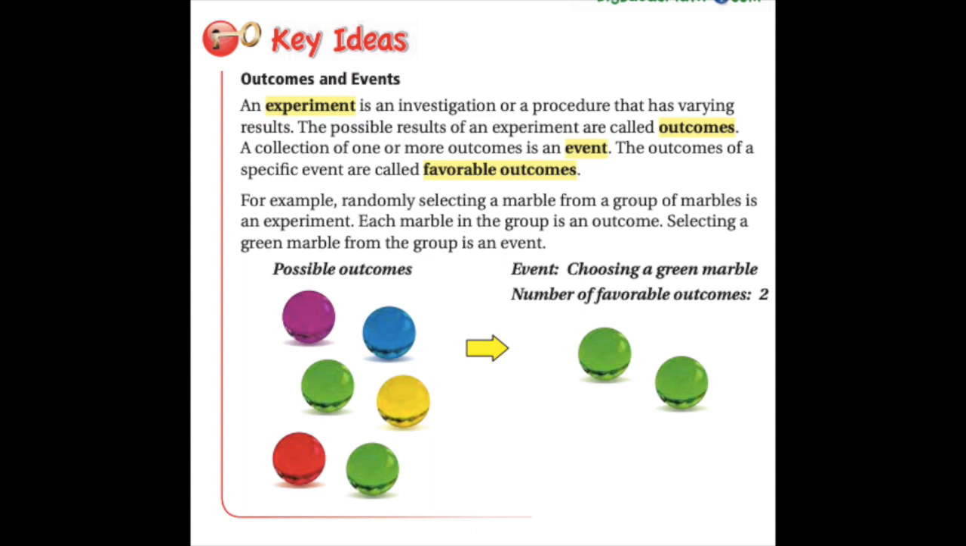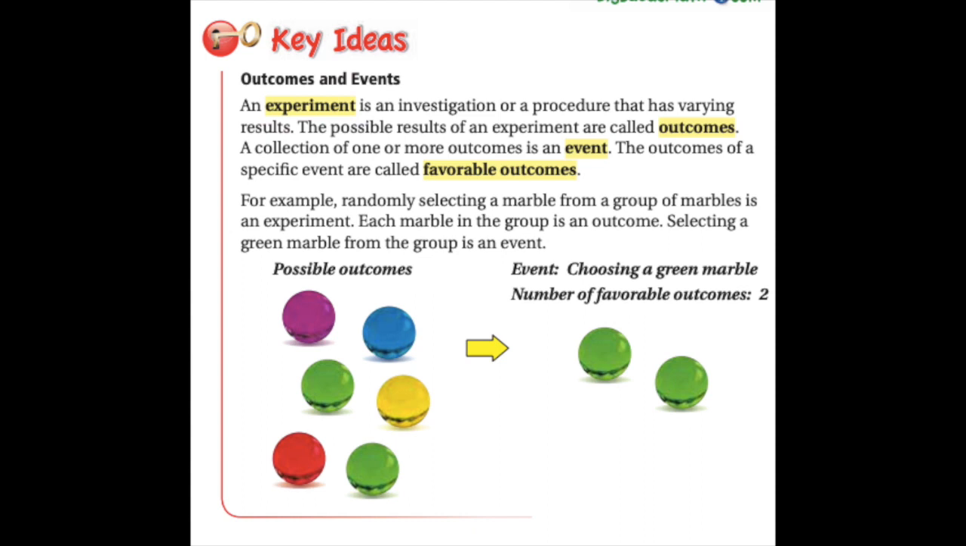It's an investigation or a procedure that has varying results. So different things can happen within any experiment. The possible results of an experiment are called outcomes. Okay, so if you look at the picture, all the possible outcomes from choosing a marble, a green marble, the possible outcomes are a purple, a blue. There's two greens. There's a yellow, and there is a red. So those are the possible outcomes.